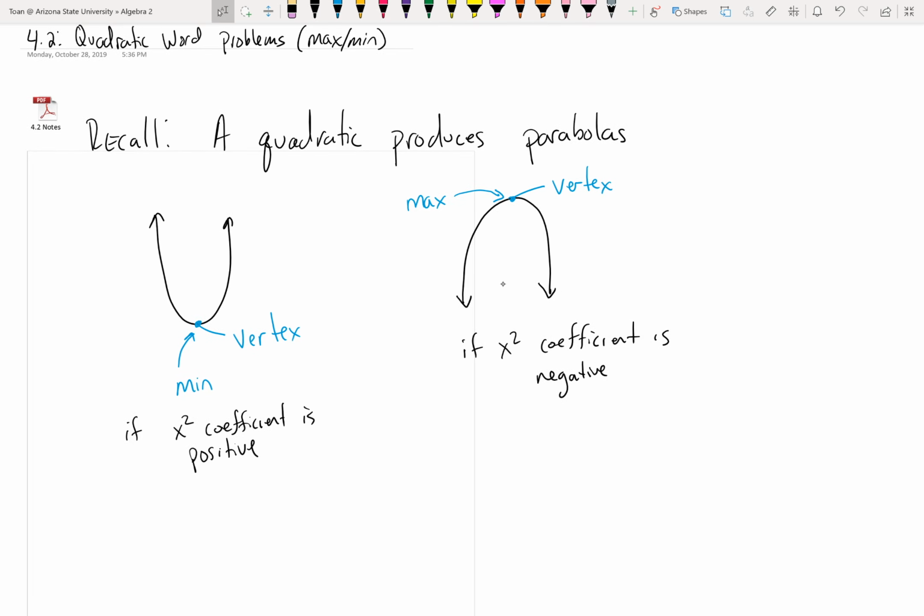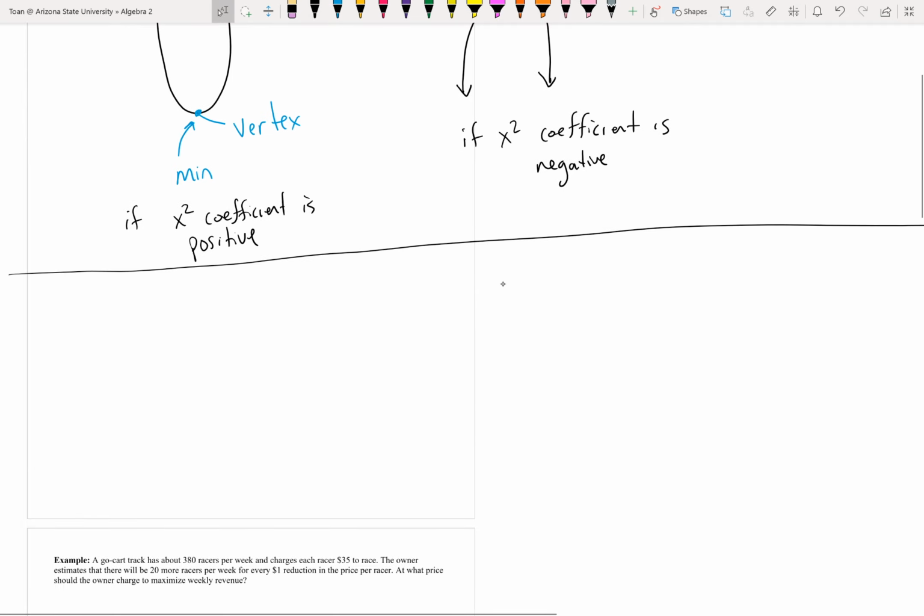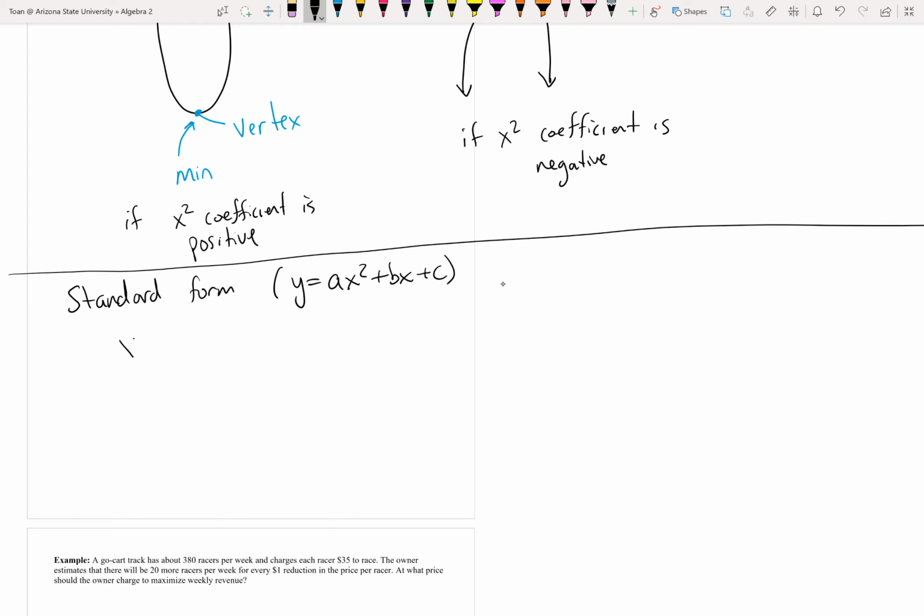So the idea is, if we can find a vertex, then we should be able to find a quadratic's maxes and mins. Let's refresh our memories on how to find the vertex. Well, finding the vertex will all depend on what format the equation is. So if we had standard form, which is y equals ax squared plus bx plus c, we have a straightforward formula to find the vertex. The formula was that the x-coordinate of the vertex was negative b over 2a.